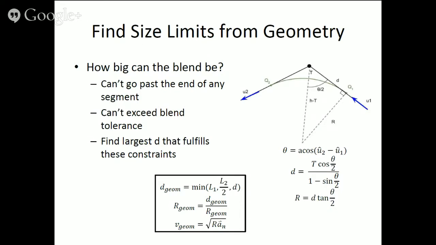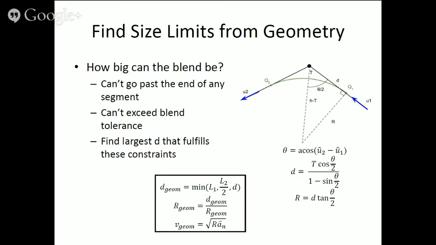So once we have that information, we then have to decide, well, how big an arc do you want? And the constraints on the size of the blend arc are pretty straightforward. We know we can't go past the end of a segment because then you wouldn't have any of the segment left, and that wouldn't work. You can't exceed the blend tolerance because, obviously. And within those constraints, you basically want to find the largest distance, D, away from the intersection point that fulfills all the constraints, your tolerance and being within what your segments allow. And so the equations at the bottom basically give you that result.